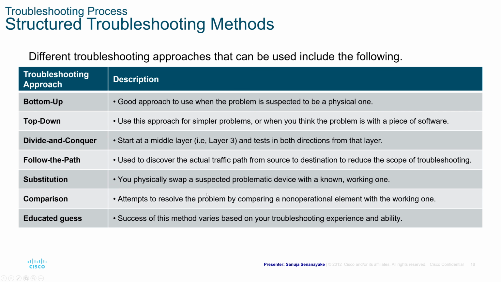Substitution. You physically swap out a suspected problematic device with a known working one. So if you have an enterprise network with multiple switches and routers between the source and the destination, you can change those devices with a known working device to see if those are the causes of the problem. So that is the substitution approach.